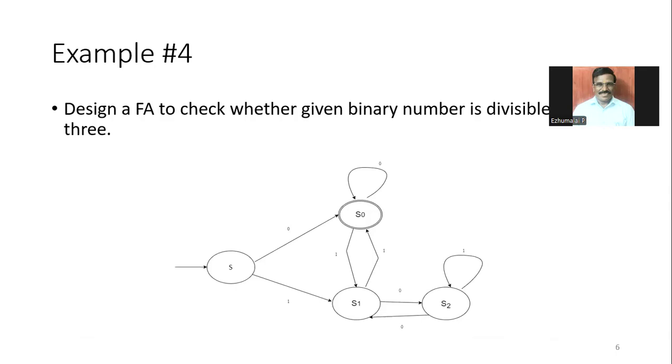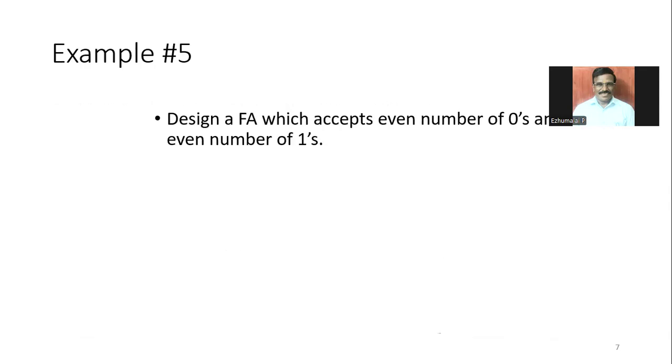It's not divisible by 3, so this input is not accepted. Example 5. Design a finite automata which accepts an even number of zeros and an even number of ones.